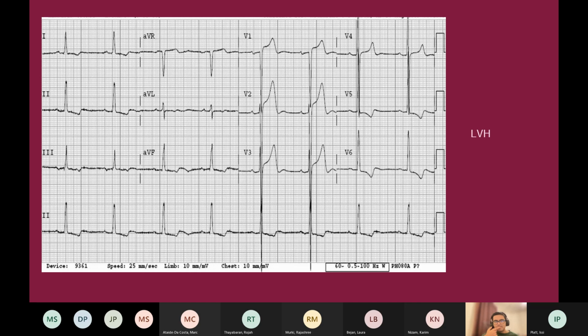Right ventricular hypertrophy. Close. If it's not the right ventricle, it's the left ventricle. Yeah. So left ventricular hypertrophy. And just so you guys have something to work off of, I'm going to put it in the chat.